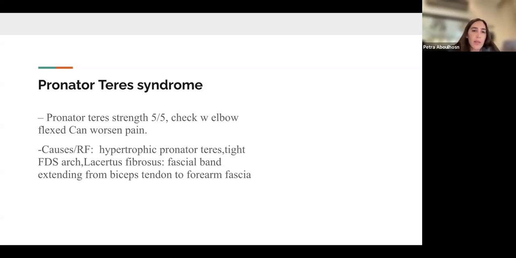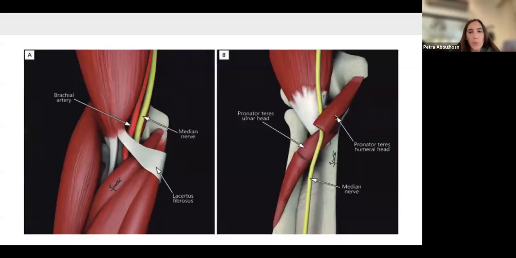What can cause this? Any hypertrophic pronator teres, tight FDS. Lacertus fibrosus is basically a fascial band extending from the biceps tendon to the forearm fascia. So instead of being compressed between the two heads of the pronator teres, also in this area we do have that lacertus fibrosus that comes off of the biceps tendon, which can also be compressed there. But it's in the same area, but it's not as common.